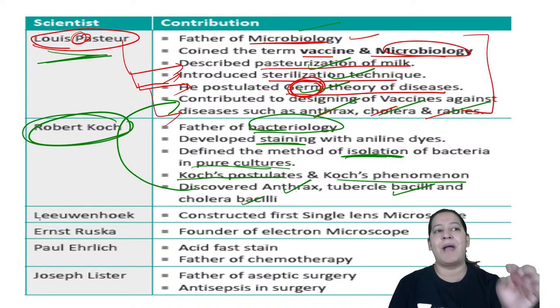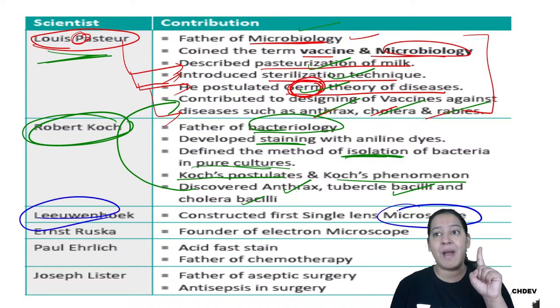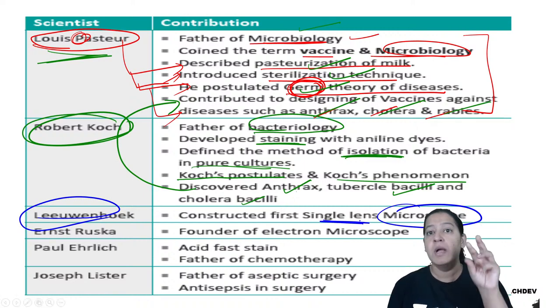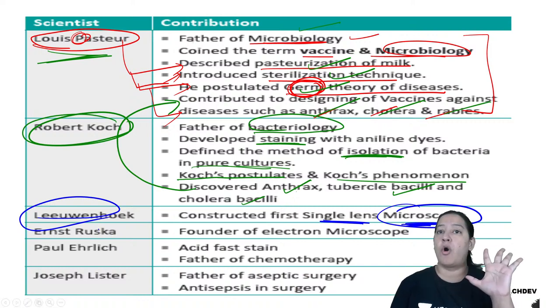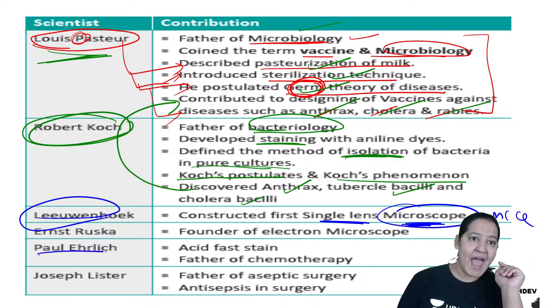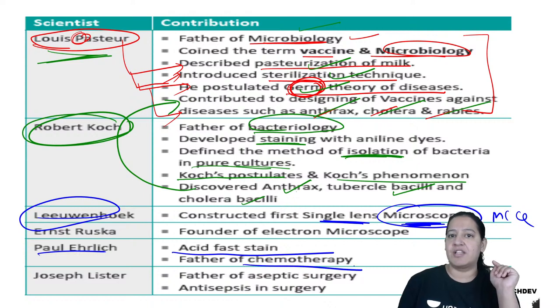Leeuwenhoek discovered the microscope, the first microscope, single lens. Now we use double lens: there is an eyepiece and an objective. So single lens, pehle ek microscope, first time microscope kisne banaya? That is Leeuwenhoek. Is pe bhi MCQ aata hai. Paul Ehrlich ne acid fast stain banaya and he is the father of chemotherapy.